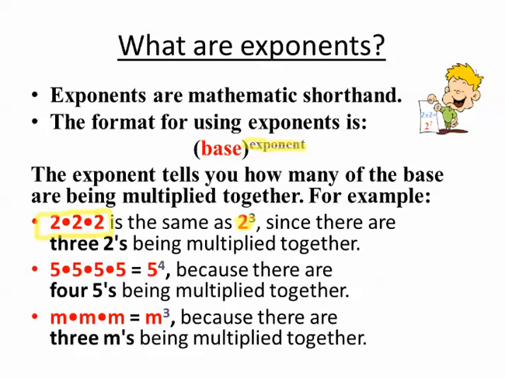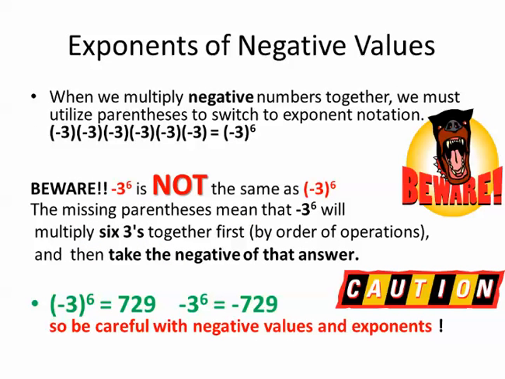5 to the fourth power, the base is 5, the exponent is 4. 5 to the fourth, 5 times 5 times 5 times 5. I think you end up with 525. Exponents get big quickly. M to the third, you can write out a long way, m times m times m.